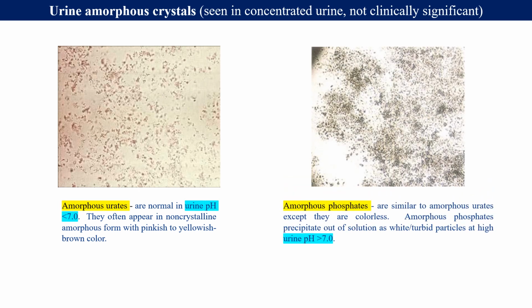Amorphous phosphates resemble amorphous urates, except amorphous phosphates precipitate out of solution as white turbid particles at urine pH greater than 7.